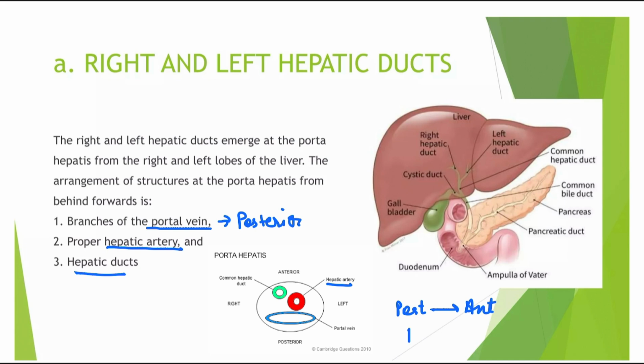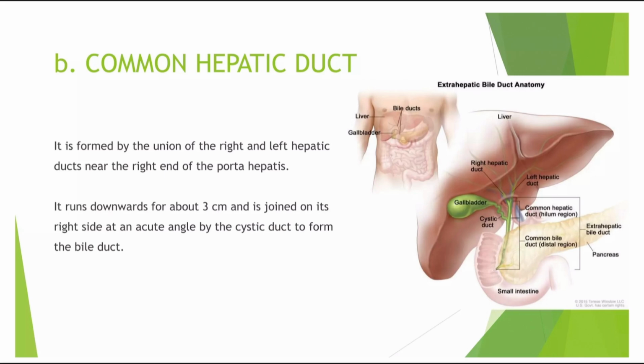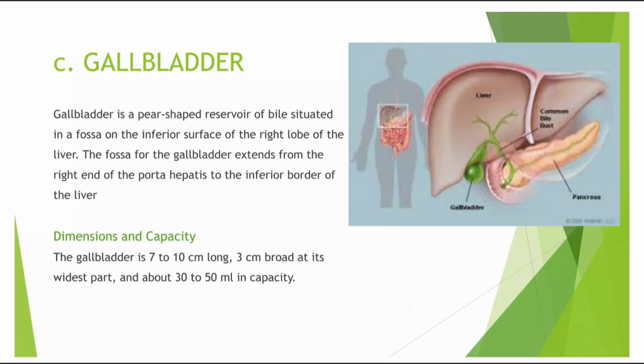becomes PAD, pad, that is portal vein, hepatic artery, and hepatic duct. This is the important thing that is commonly asked from this slide. Then there is nothing important in this slide. The common hepatic duct is formed by the right hepatic and left hepatic ducts. Okay? Then it continues downwards.